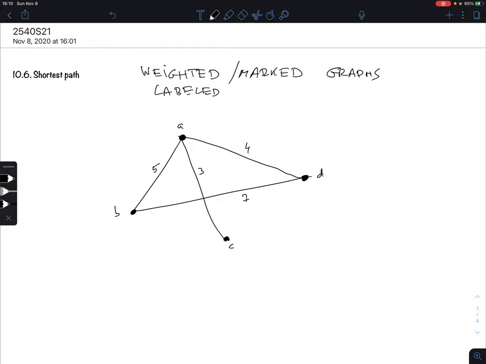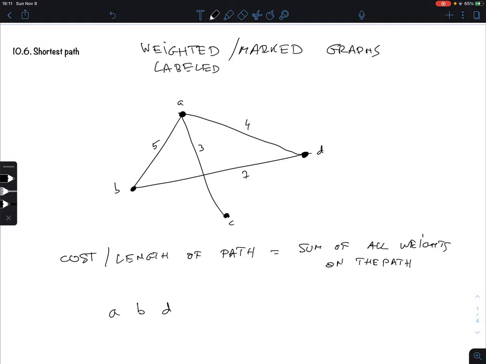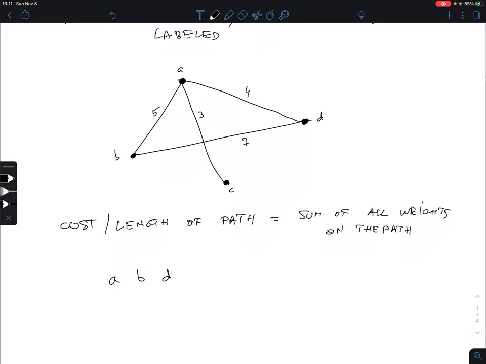And so then we have the notion of the cost or the length of a path. And it's a bit misleading when they use length of a path here. That is the sum of all weights on the path. So let me give an example. So I go from A to B to D. That's a path of length 2. Okay, what is the cost or the length of this path? From A to B is 5, from B to D is 7. So the length of this path, or the cost of this path, is 12.